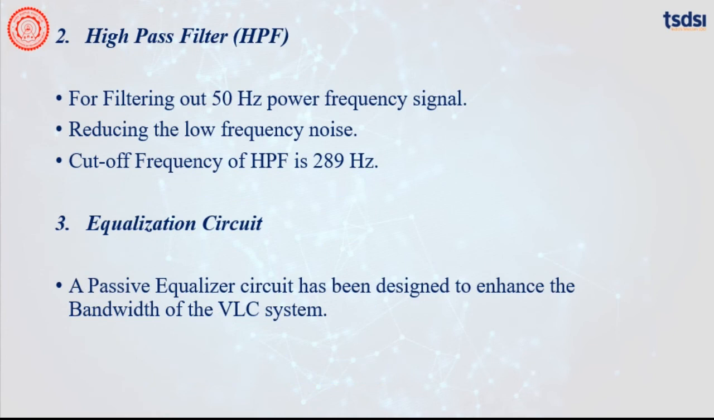The second stage is the high pass filter, which filters out the 50 Hz power frequency signal and reduces the low frequency noise. The cutoff frequency of the high pass filter is 289 Hz. The third stage is the equalization circuit, which is a passive equalizer circuit. This circuit has been designed to enhance the bandwidth of the VLC system.